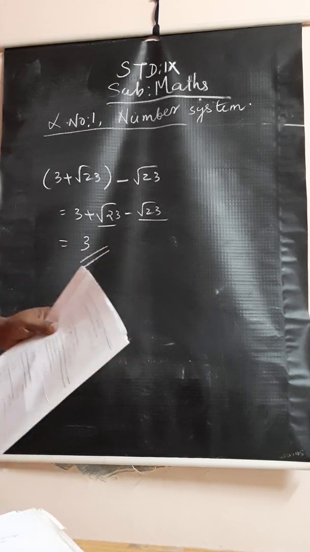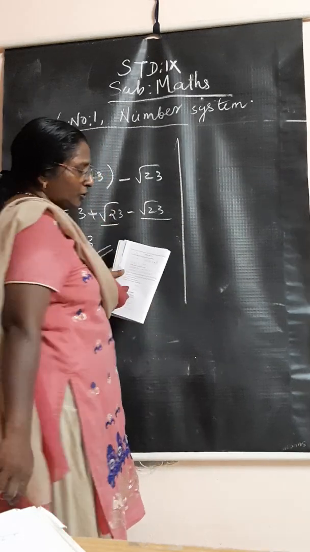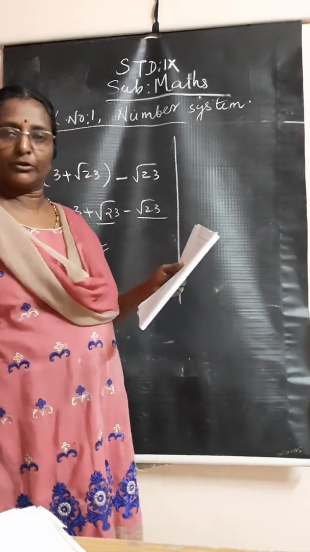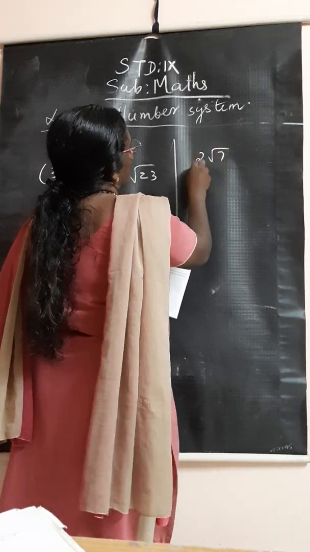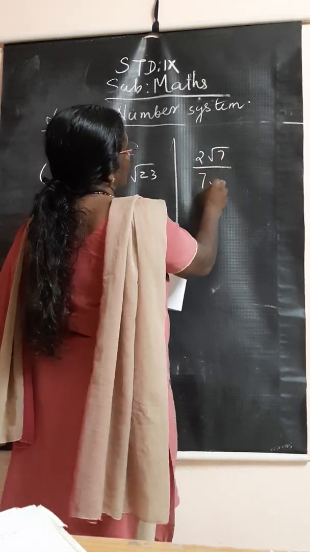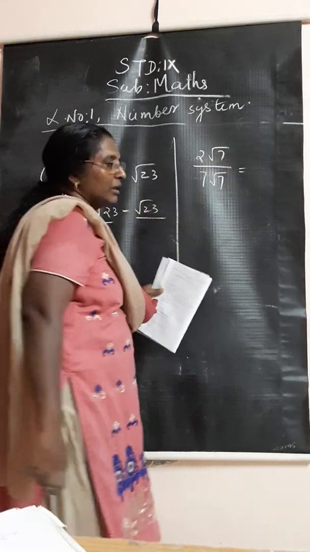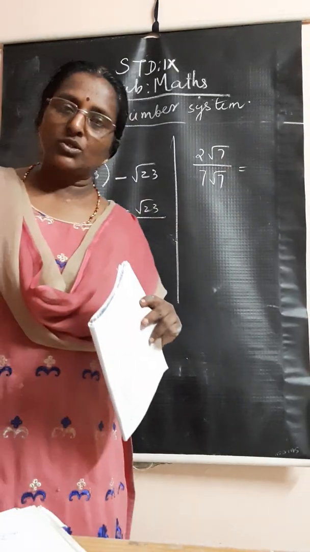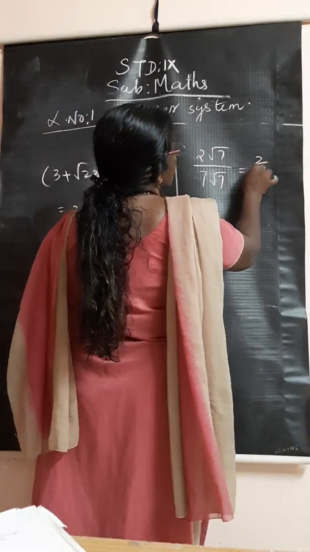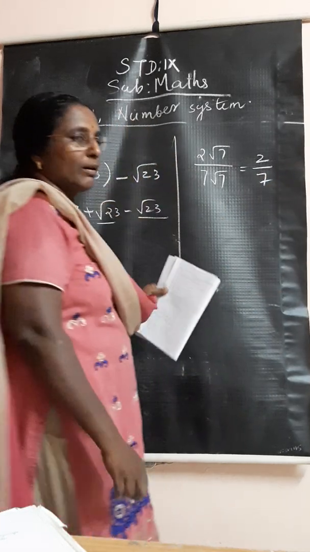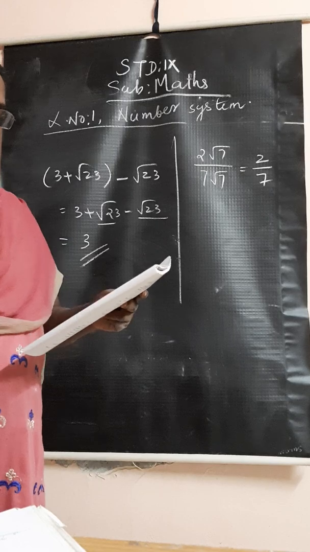Question number 3, listen. Before the teacher does it on the board, you should try to find the answer yourself. 2 root 7 by 7 root 7. Very clearly, numerator and denominator have a common factor, root 7, which cancels. You get 2 by 7. What type of number is 2 by 7? It is in p by q form, so it is a rational number.